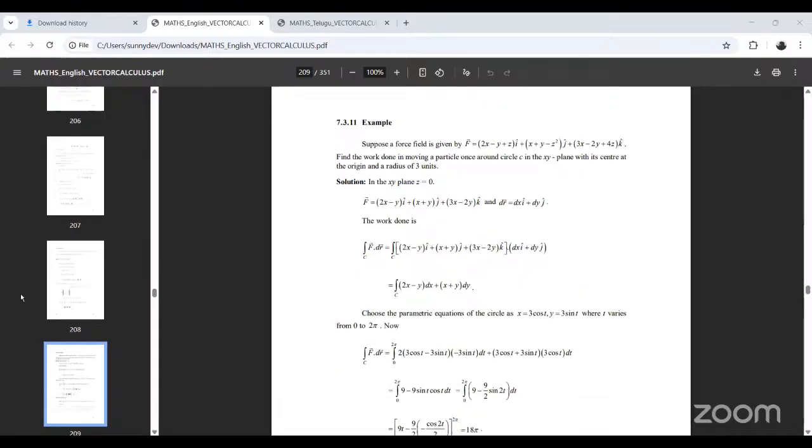Here the next. Suppose a force field is given by F. Find the work done in moving the particle once around the circle in the xy plane with center (0, 0) and radius 3. So this is the xy plane.